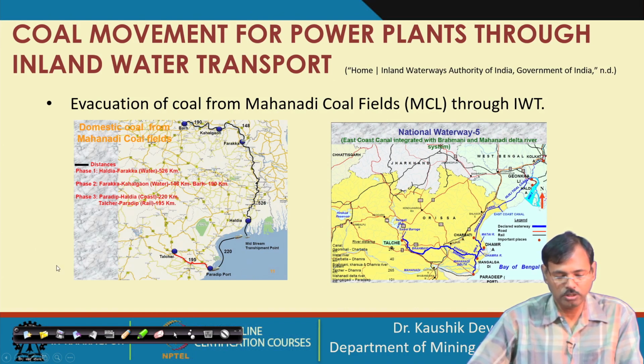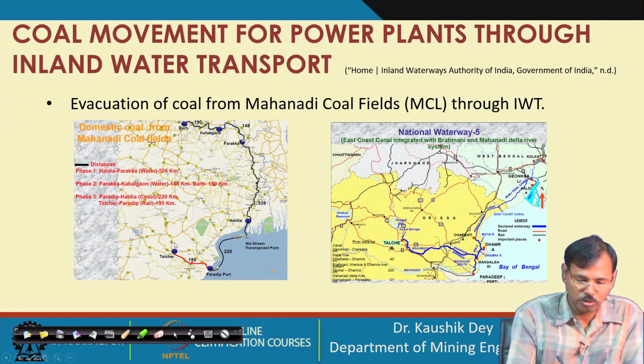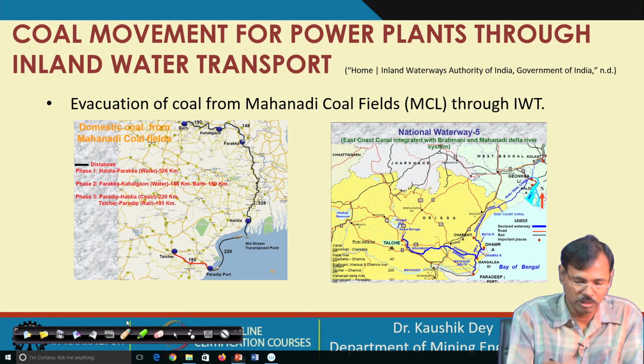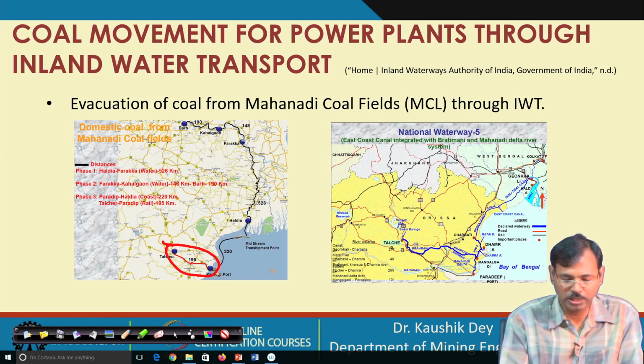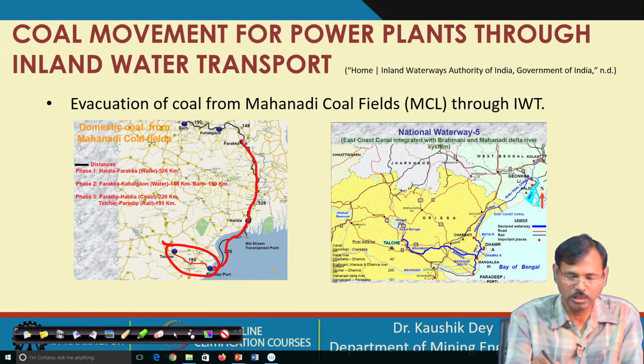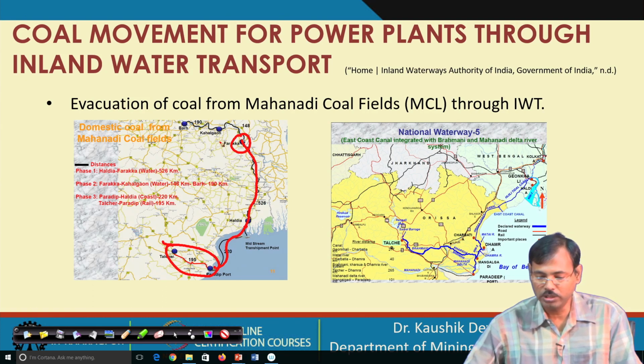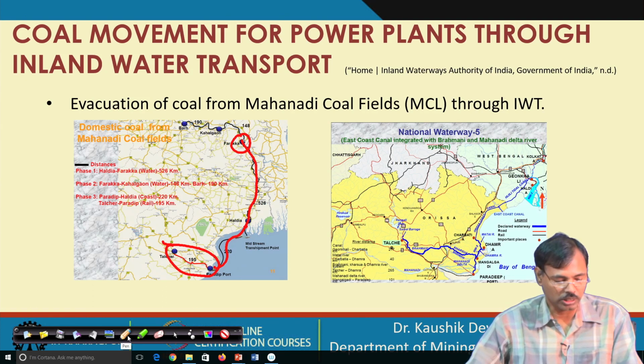Similarly, for Mahanadi also, the Talcher coal is transferred to the Paradip port. Then from Paradip port, the inland waterway is used to transfer the coal to Farakka. So, that is also another very important route of transfer of coal from the Mahanadi coalfield to the Farakka thermal power plant.